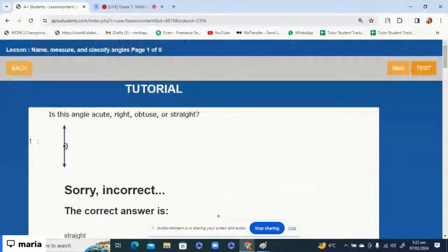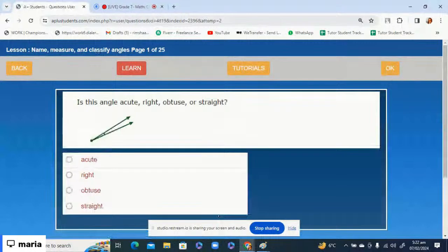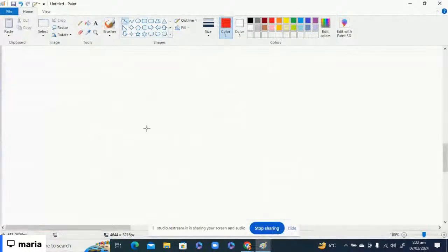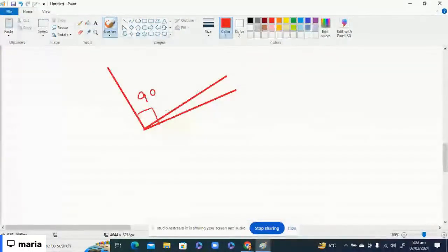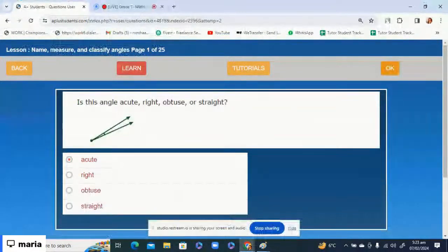Okay, now let's do the test questions for that. So is this angle acute, right, obtuse, or straight? As we know, if this line is a straight line, like your angle is in the form of this way, there are two lines like this way. If this is a straight line and this angle becomes 90, and that angle is inside of the 90, less than 90 degrees, this is also called an acute angle, so we can say that this is acute.